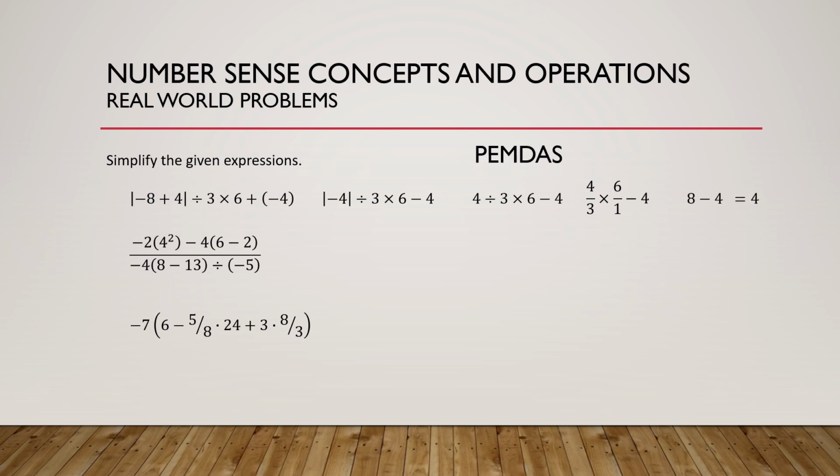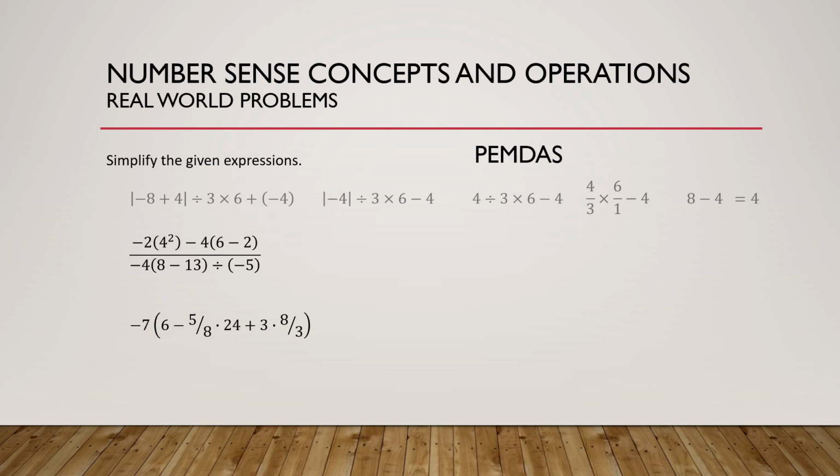The second expression is negative 2 times 4 squared minus 4 times the quantity of 6 minus 2 all over negative 4 times the quantity of 8 minus 13 divided by negative 5. For these expressions, we can treat a division line the same as if every term in the numerator and every term in the denominator is in parentheses, meaning we have to simplify every operation in both numerator and denominator, saving the division line operation for last.